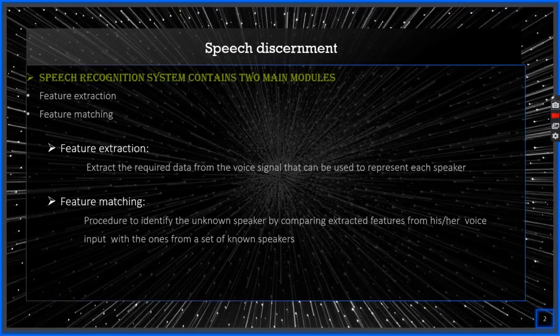Speaker recognition system contains two main modules. One is feature extraction and the other is feature matching. Feature extraction is nothing but collecting the required data from the input signal, and feature matching is the procedure of identifying the unknown speaker from already known speakers.